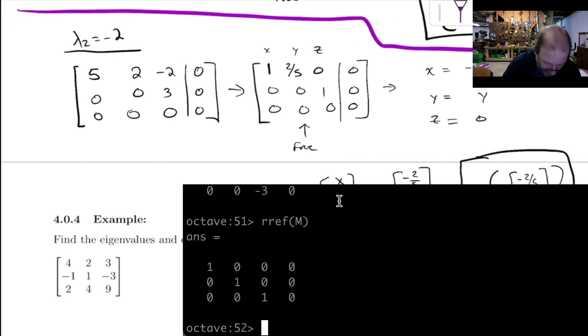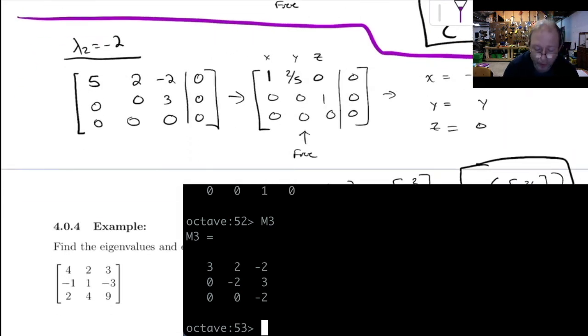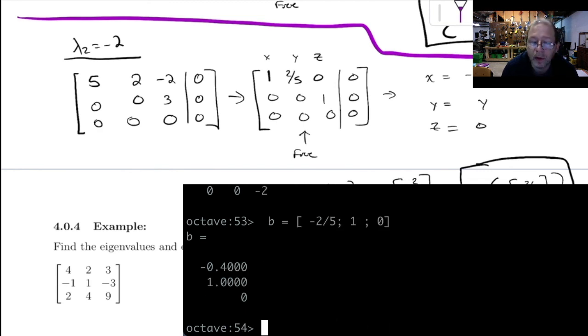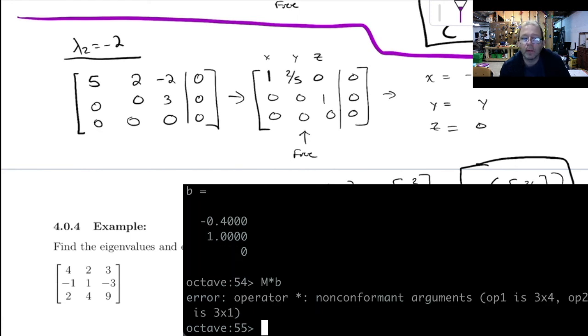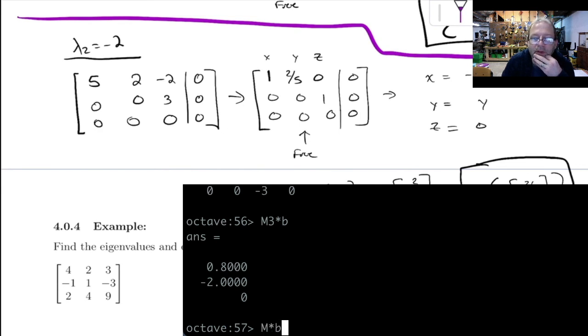So let's check it on Octave. On Octave, M3 I think is what I call this. Yeah, M3. If I take this now and I multiply it by the vector, I'm going to let B be the vector negative 2/5, 1, 0. If I multiply M times this, it should multiply this vector times negative 2. Why didn't it like that? Oh, I've got a M3 times B. Yeah, so B is that, and that's going to multiply it by negative 2.